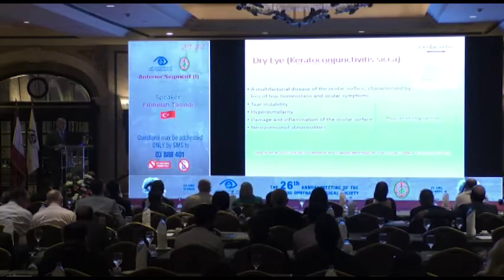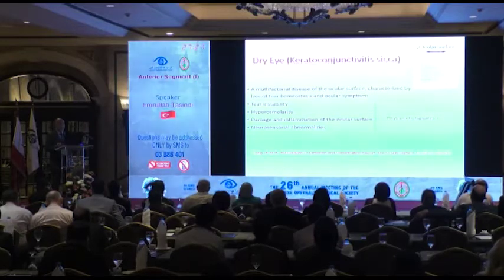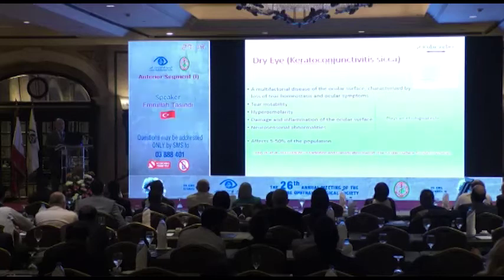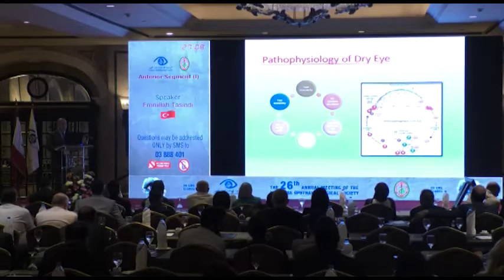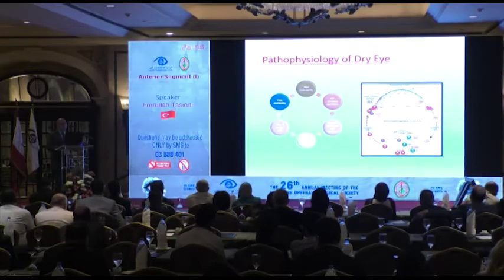Dry eye, in the old times called keratoconjunctivitis sicca, we all know is a multifactorial disease of the ocular surface. There is instability, and hyperosmolarity is very important. When we look at it, we see that dry eye definitions are changing slowly. In these definitions, we have to look at the pathophysiology. We know that tear osmolarity is very important, as are the cytokines, the role of cell damage, cell exchanges, and then tear instability, which takes a very important role in dry eye.